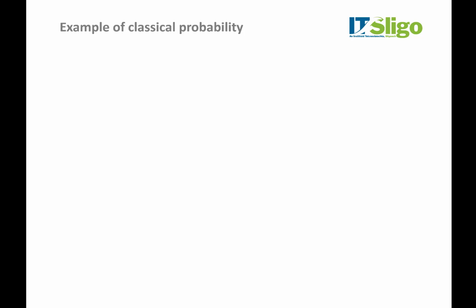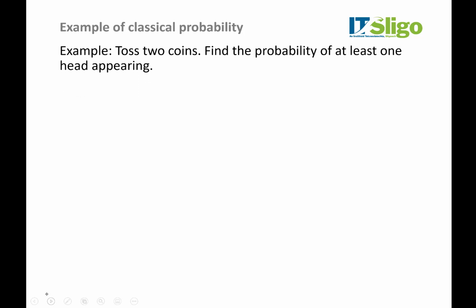So, another example of classic probability. If we toss 2 coins again, we're familiar with this. Find the probability of at least one head appearing.